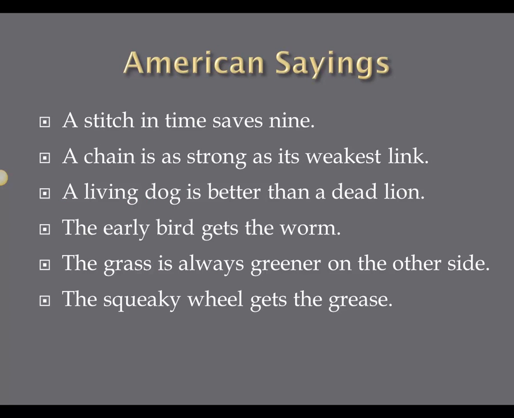Here are some of our isms that we use in America. A stitch in time saves nine. A chain is as strong as its weakest link. A living dog is better than a dead lion. I do not understand that one. I found that one online, and if anybody would like to explain that one to me, I welcome that dialogue. The early bird gets the worm. The grass is always greener on the other side. The squeaky wheel gets the grease. Now, all of these are metaphors, and they sort of place a moral or a societal understanding into different terminology.